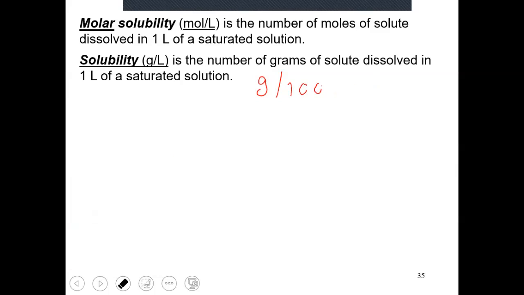Okay, grams per 100 milliliters. Forget it. Let me erase this. All right.